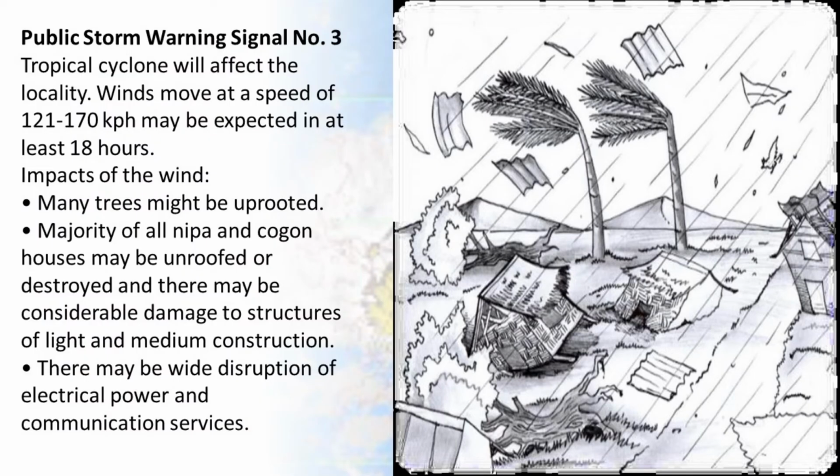Public Storm Warning Signal Number 3. Tropical cyclone will affect the locality. Winds moving at a speed of 121 to 170 km per hour may be expected in at least 18 hours. Impacts of the wind. Many trees might be uprooted. Majority of all nipa and cogon houses may be unroofed or destroyed, and there may be considerable damage to structures of light and medium construction. There may be wide disruption of electrical power and communication services.